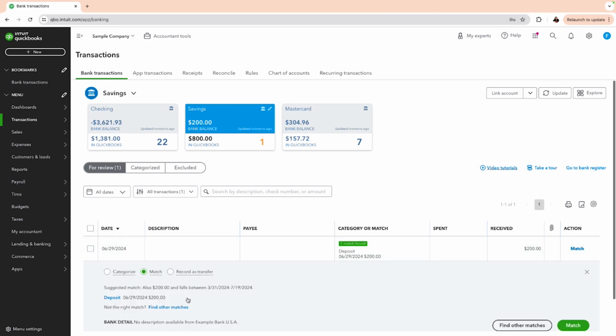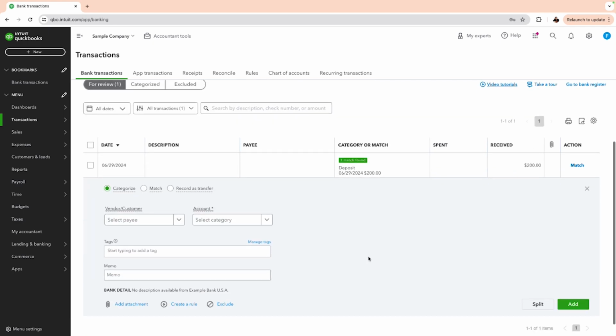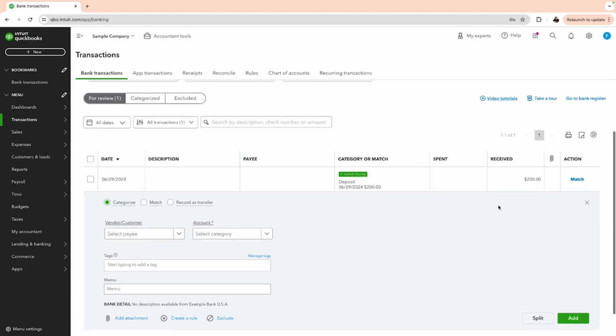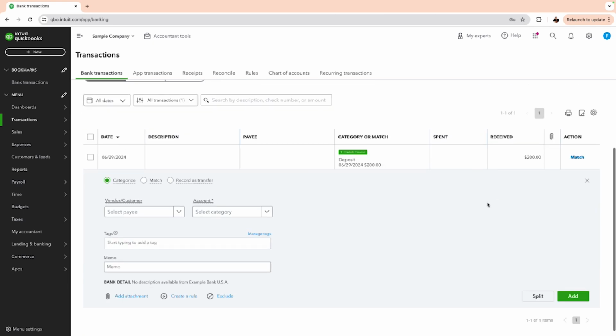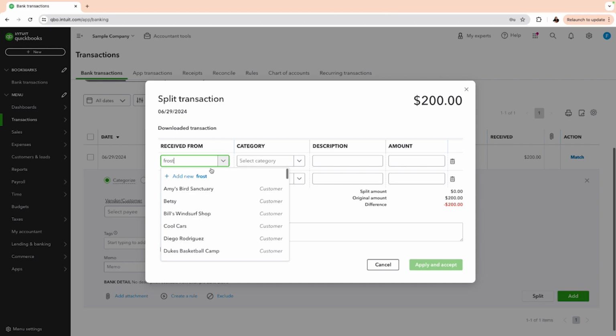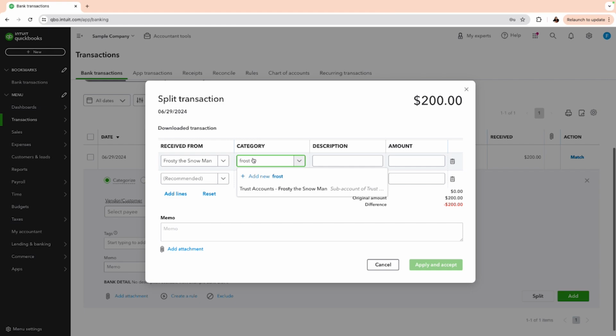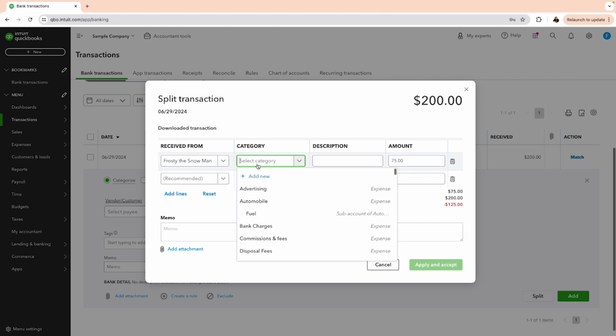Okay, so I don't necessarily have the right amount here. So let's suppose that I am depositing from Frosty the Snowman and from another client. So I can actually split. The first one I'm going to say Frosty the Snowman, and remember Frosty trust account, and that was $75. Oh, I'm sorry, this one is hitting the bank account, the checking account. So what I'm going to do is put it as attorney fees or service fees.